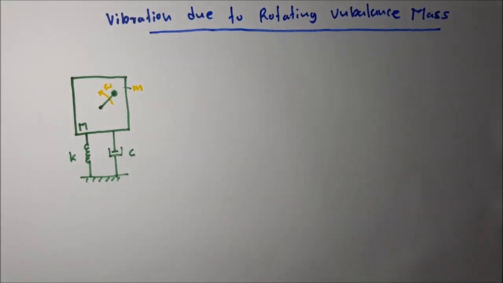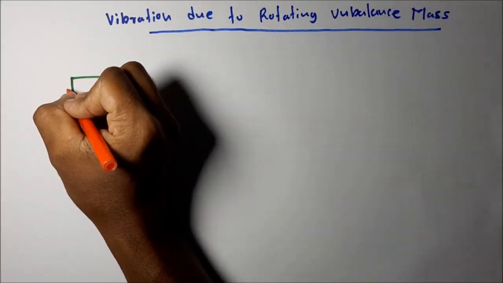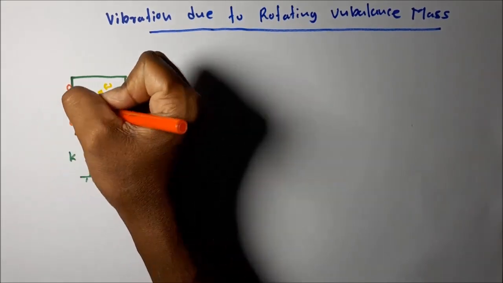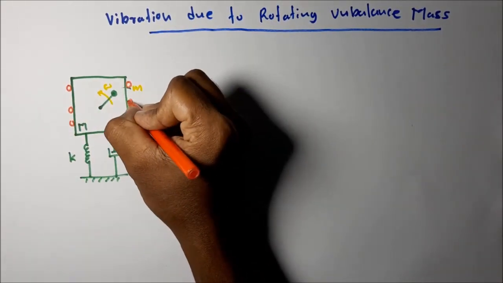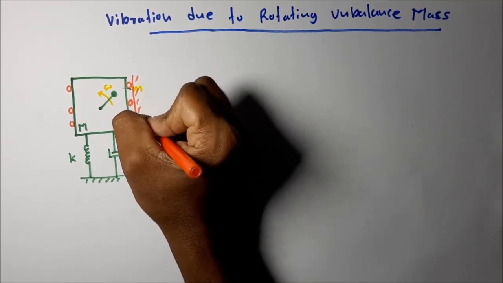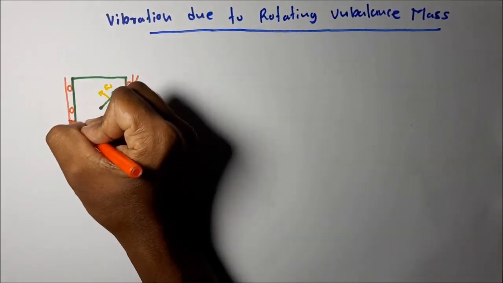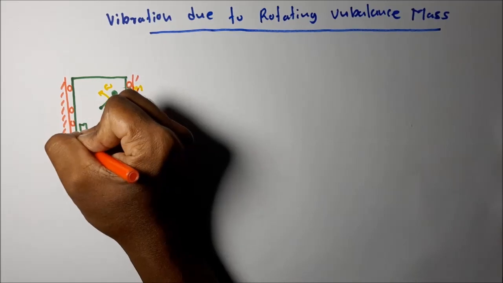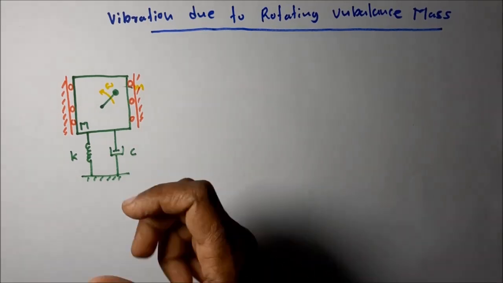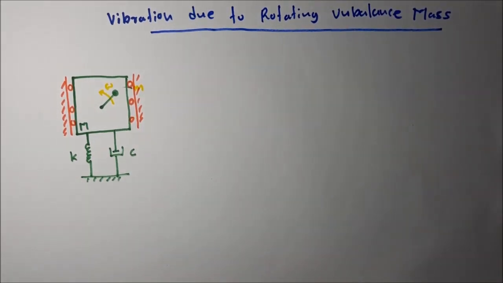Here we only consider a 1 degree of freedom system. That means it is allowed to move only vertically, upward or downward, due to the excitation force. This is the system we are going to consider.